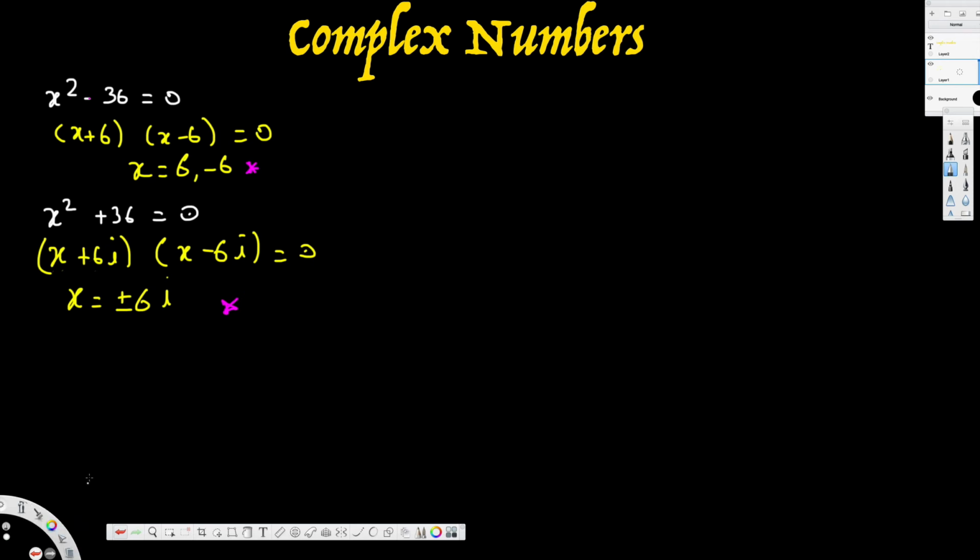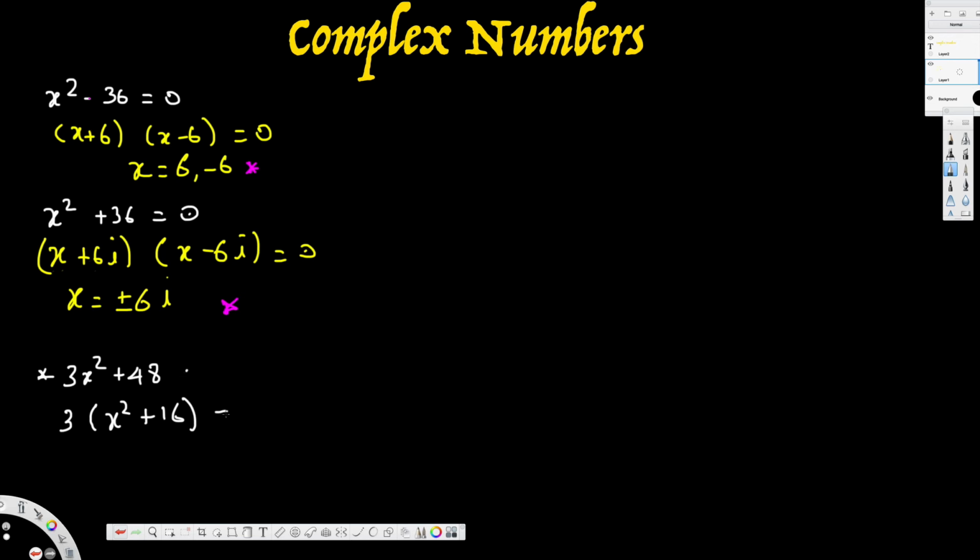Now let's go and see a problem based on this. Let's say we have a question asking 3x square plus 48. Now we don't have a squareable number, so what we can do is take the 3 outside and see whether we get square numbers. x square plus, if we divide 48 by 3, this is going to become 16. Now we have a square number.